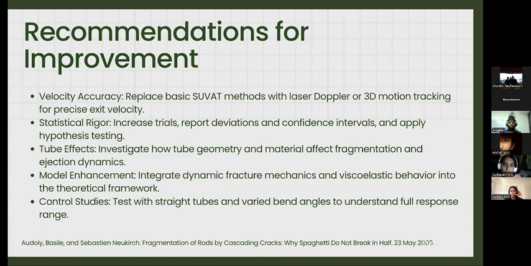So the way I had done it originally in the first round was that I had modeled the exit velocity by just seeing how high up the scale this piece of spaghetti goes, and then, let's say it travels 80 centimeters up into the air. So then I used SUVAT equations to calculate what the exit velocity must have been.